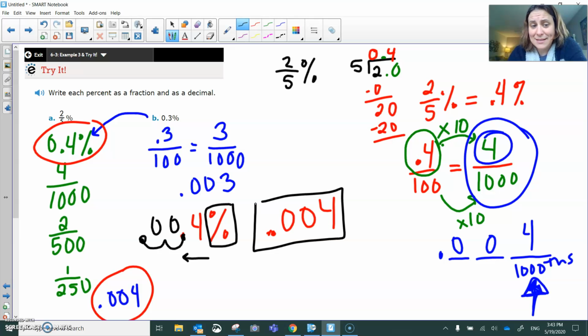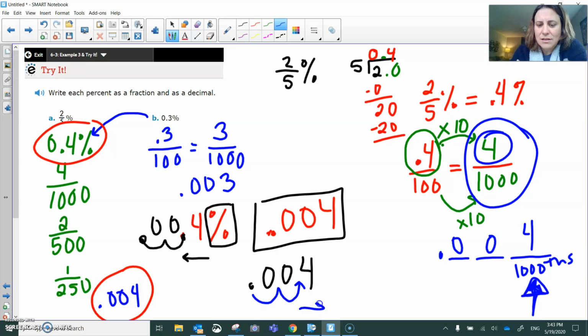If you want to make something into a percent, you'd go the other way. So if you have a problem that's 0.004 and you want to rewrite it as a percent, you take the decimal and move it 2 places to the right. So 0.004 is the same as 0.4%.